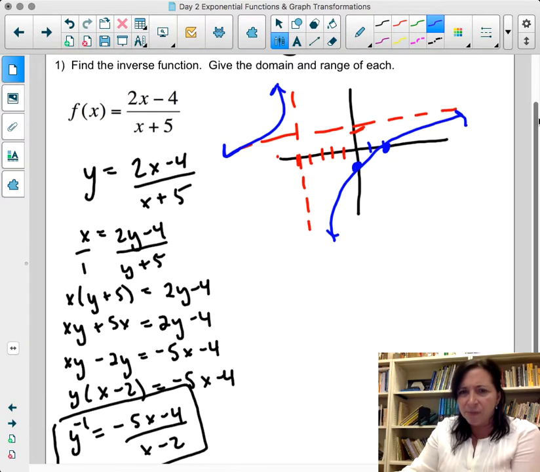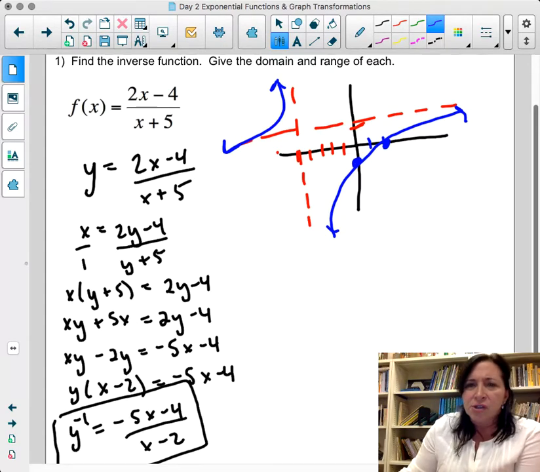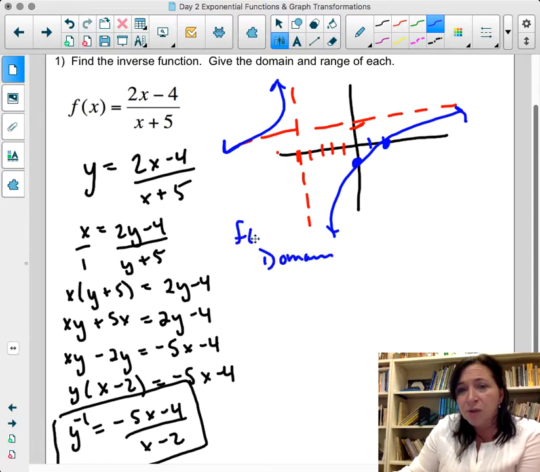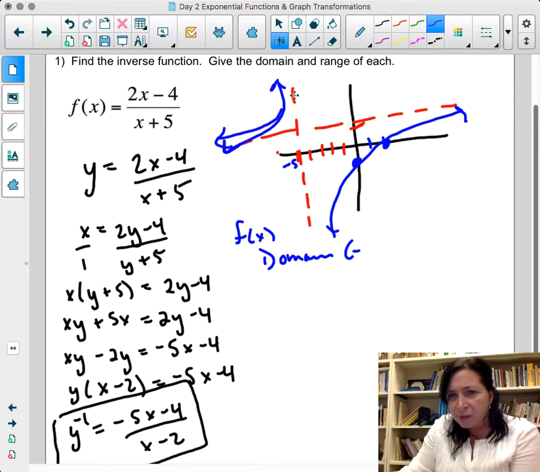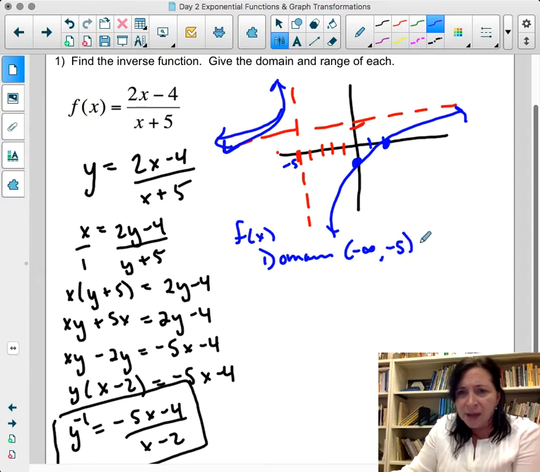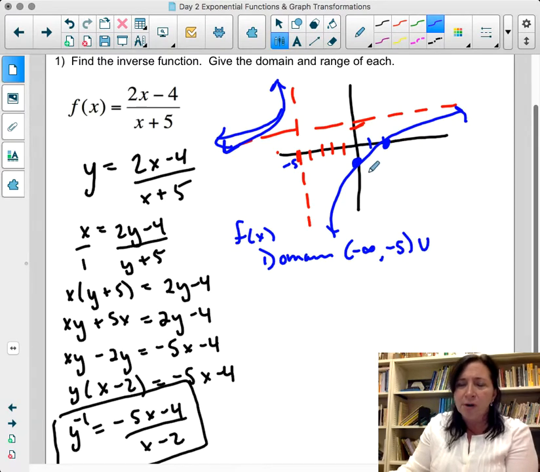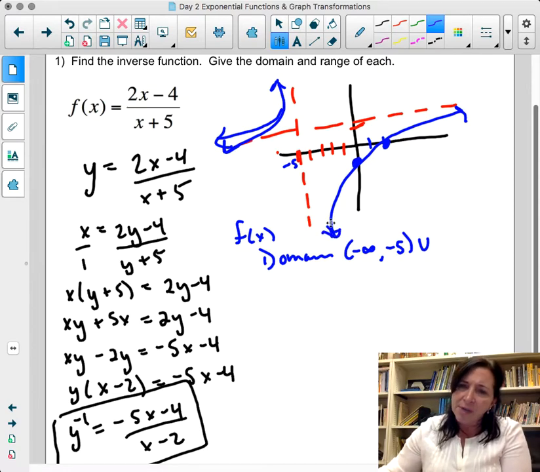The second part of this problem, which I know you can't see because it's rolled down a little bit, says to give the domain and range of each. So if this is my graph for my f of x, then the domain for my f of x equation is going to be negative infinity to negative 5. It's negative because it goes left to right. When you have a break in your graph, going to the right, you stop here at negative 5. So you have negative infinity to negative 5. Also, it's a union because you have two parts of the graph. So the second part of the graph is going to be negative 5 to infinity.